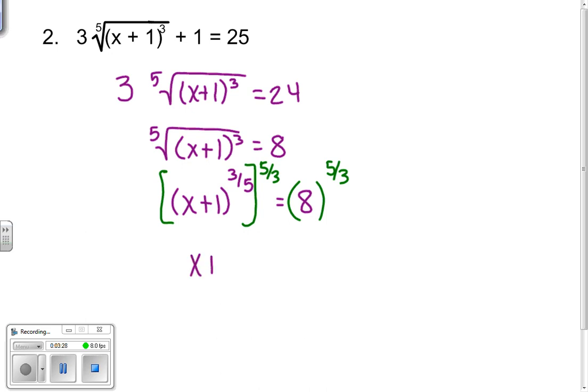On the left, I get x plus 1. On the right, 8 to the 5/3, if you need to use the calculator, is 32. Cube root of 8 is 2, to the 5th power is 32.